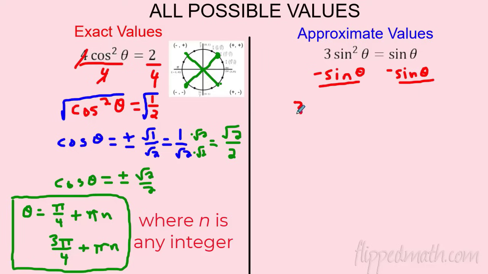So we're looking at what? This is 3 sine theta minus sine theta. And what's that going to equal? There's nothing on the right side. It's going to equal 0. So now maybe you can see it. Now it's a factoring problem.